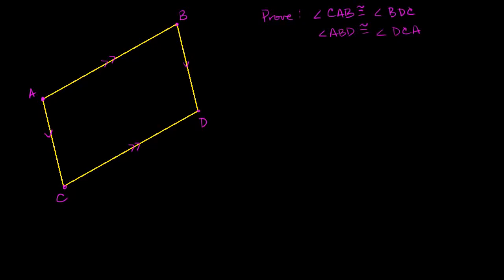What I want to do in this video is prove that the opposite angles of a parallelogram are congruent. So for example, we want to prove that CAB is congruent to BDC, so that that angle is equal to that angle, and that ABD, which is this angle, is congruent to DCA, which is this angle over here.